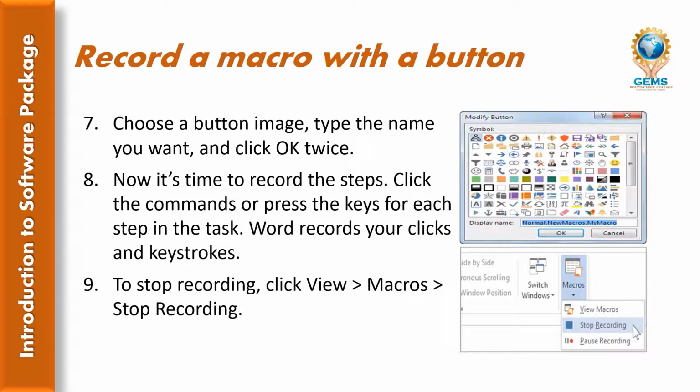Now it's time to record the steps. Click the commands or press the key for each step in the task. So Word records your clicks and keystrokes. To stop recording, you have to go to the view menu. Again go to the macro. There is a drop down menu with three options: view macro, stop recording, pause recording. So you can use stop recording.